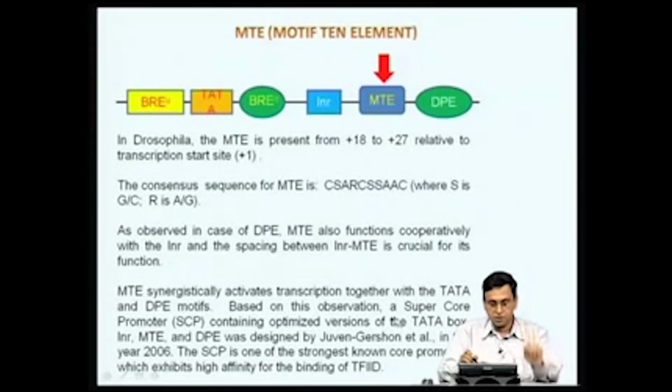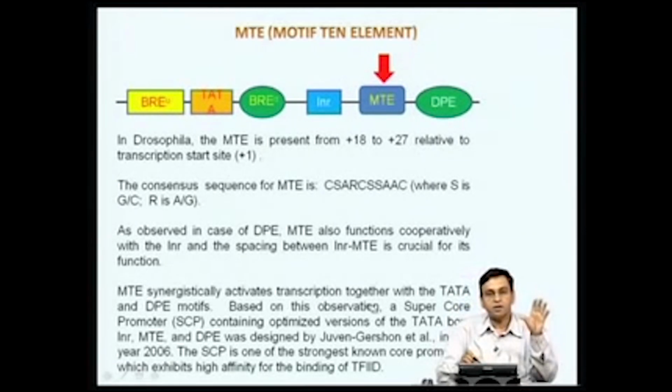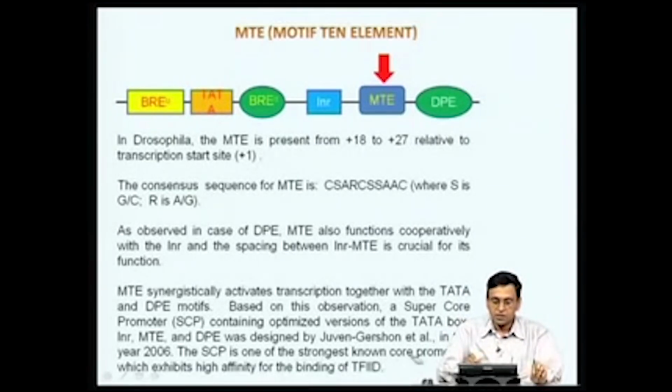Based on this basic observation, something called a super core promoter, SCP, was constructed. This is a synthetic promoter which contains the best TATA box sequence, that is the most optimal TATA box sequence to which TFIID binds very efficiently, the best initiator motif based on analysis of a number of Drosophila promoters, and the best MTE and DPE, designated by these people in 2006. Therefore they were able to construct a new eukaryotic promoter which is one of the strongest known core promoters, and exhibits very high affinity for binding to TFIID.